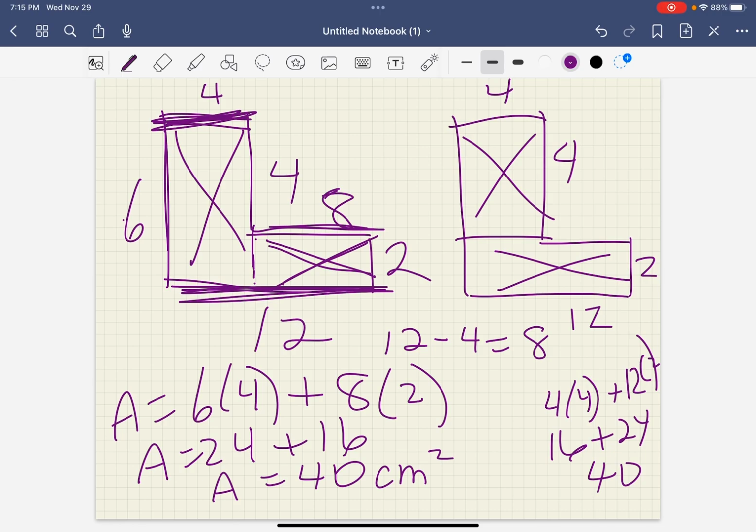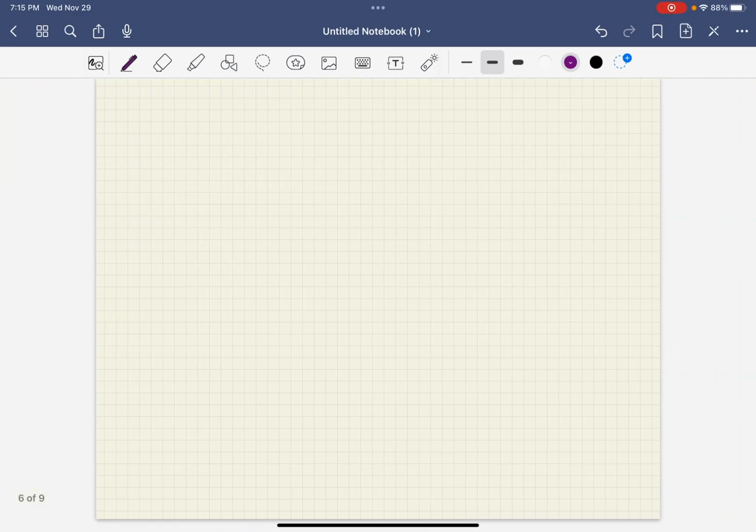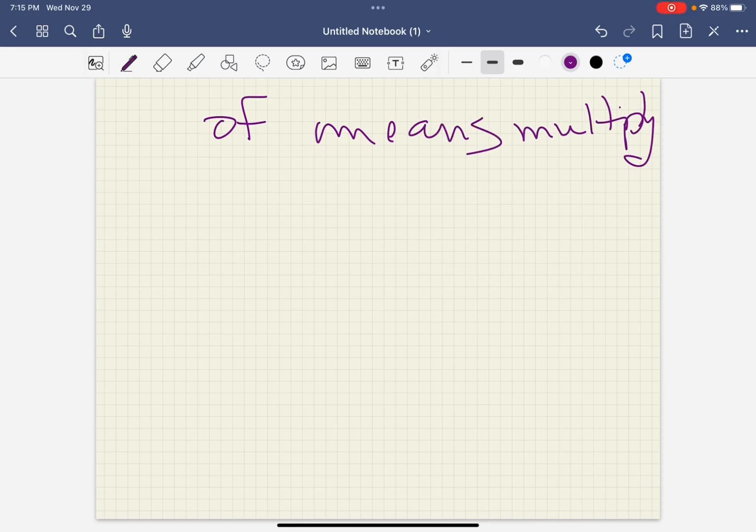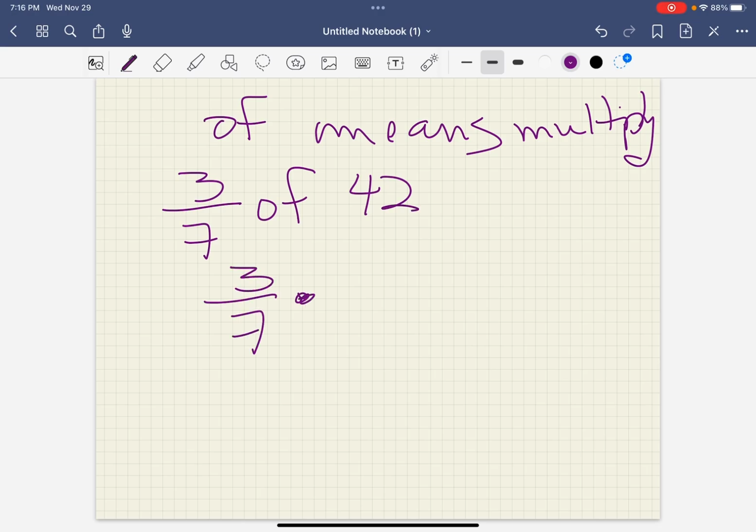All right, finally on to lesson 18. So we're multiplying fractions. And the word of in mathematics means multiply. Okay, so when it says 3/7 of 42, it means 3/7 times 42. And we can make any whole number into a fraction by placing it over 1. Okay, so we multiply straight across. 3 times 42 is 126 over 7.